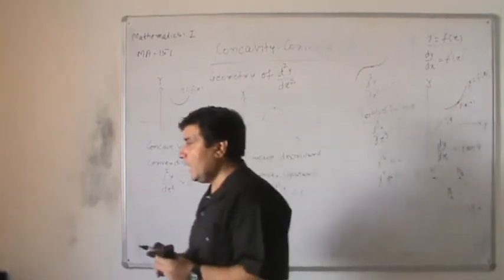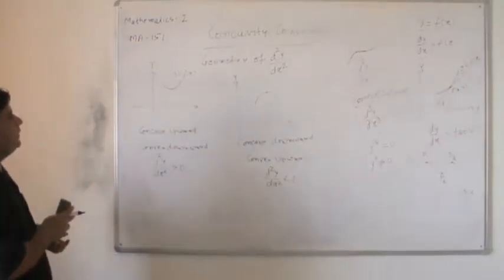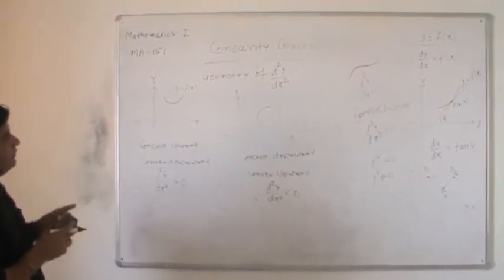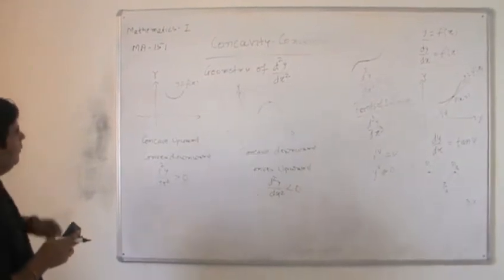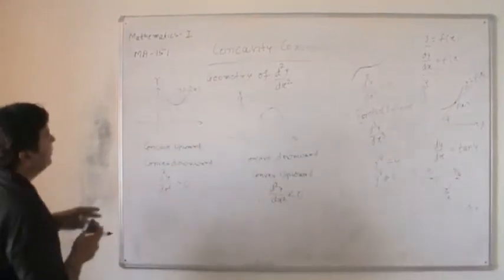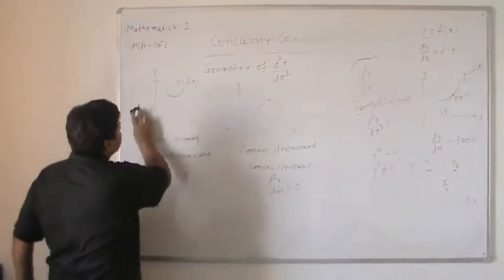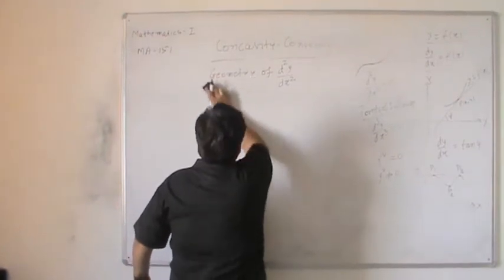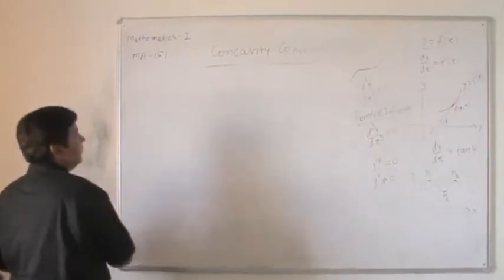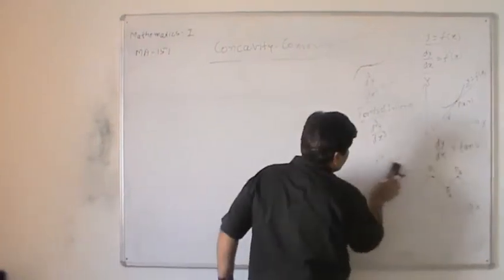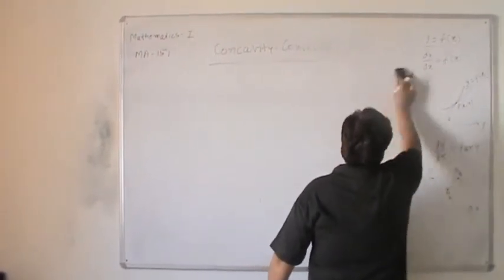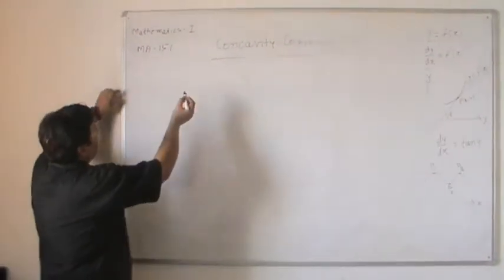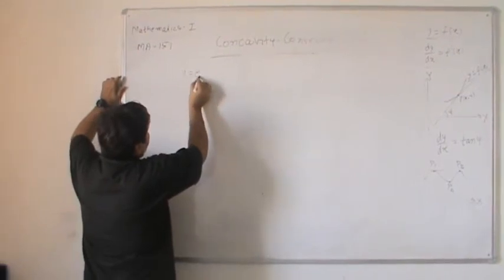So I have given you enough idea about the concept of concavity and convexity which we will need to solve the problem. Now I give you some examples on concavity and convexity. As a first example, I consider simple curves.